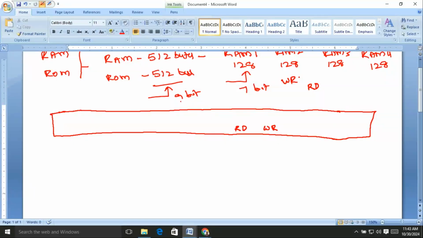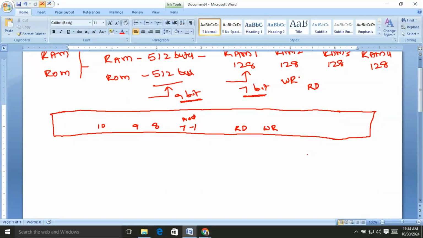Here we can observe that 9-bit address lines are required for the ROM, and 7-bit address lines are required for the RAM. Hence, the 1 to 7-bit address is required, this is the 8th and this is the 9th bit of the address. This is the 10th bit of the address.